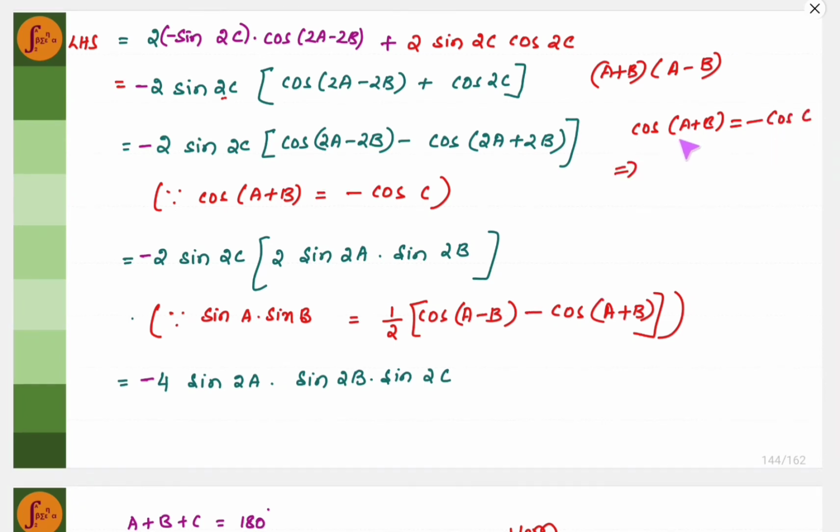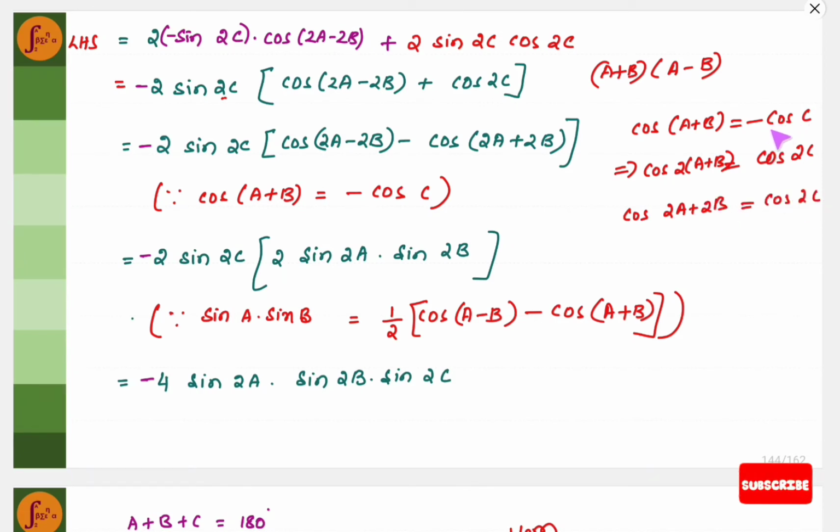So if cos c is equal to minus cos a plus b, then what will be cos 2c? It will be cos 2 into a plus b, right? Which is nothing but cos 2a plus 2b is cos 2c. We'll have to remember the negative sign. Here there's a negative sign, right? We have plus cos 2c here. So we can write cos 2c, shifting the minus to this side, as minus cos 2a plus 2b.